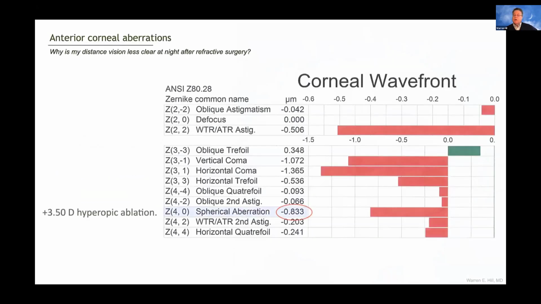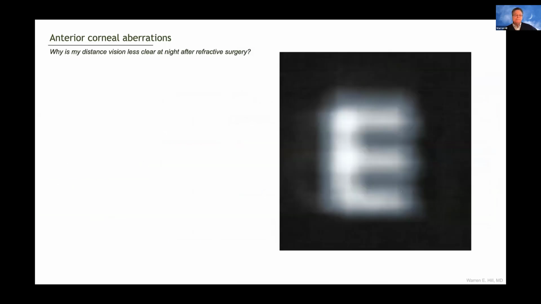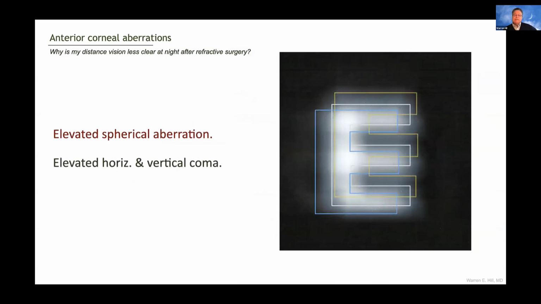So here's our spherical aberration. We knew that. It's going to be high, but it's going to be negative, not positive. Here's our vertical coma. It's off the charts because we have a decentered ablation. And then we have some elevation because of the intermediate zone. So here's our elevated spherical aberration. Here's our elevated vertical and horizontal coma. And this is what these patients are seeing at a 6mm pupil.